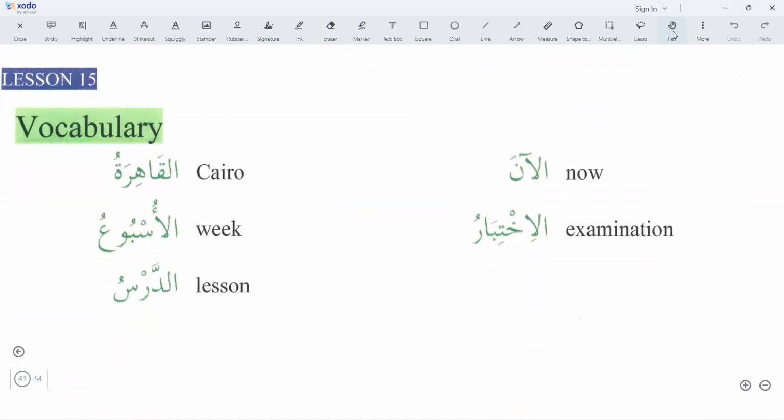And this is vocabulary. Al-Qahiratu, Cairo. Al-Usbu', week. Ad-Darsu, lesson. Al-An, now. Al-Ikhtibar, the examination.